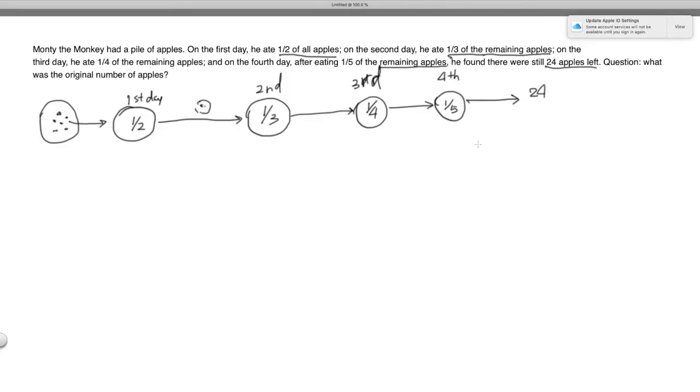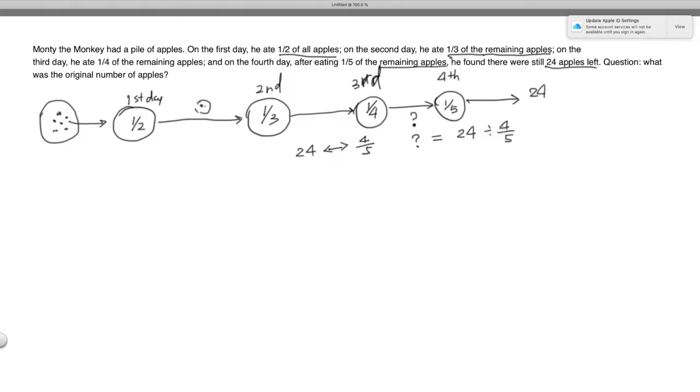So the way to do it in backward fashion is you go from the back. Start thinking about the fourth day. We ask how many apples were left at the end of the third day, the beginning of the fourth day. We know that after eating 1/5 of this number, we're left with 24. So that means 24 corresponds to 4/5 of this unknown number. So this unknown number is going to equal 24 divided by 4/5.